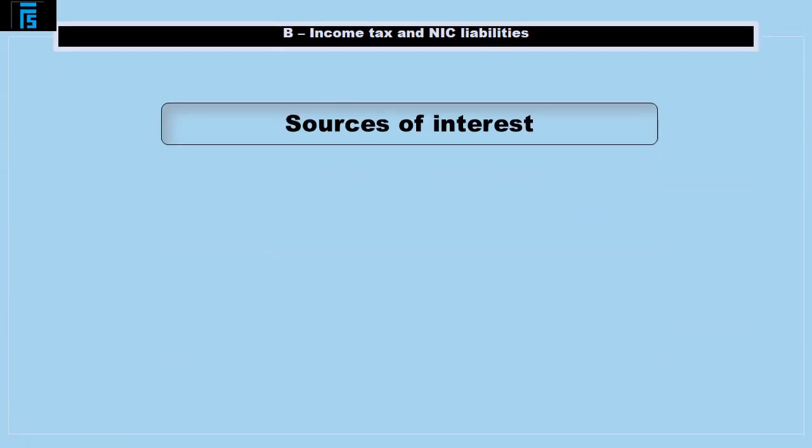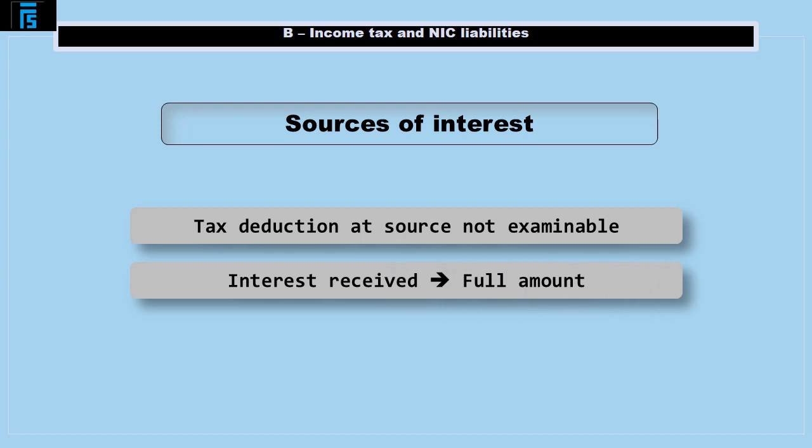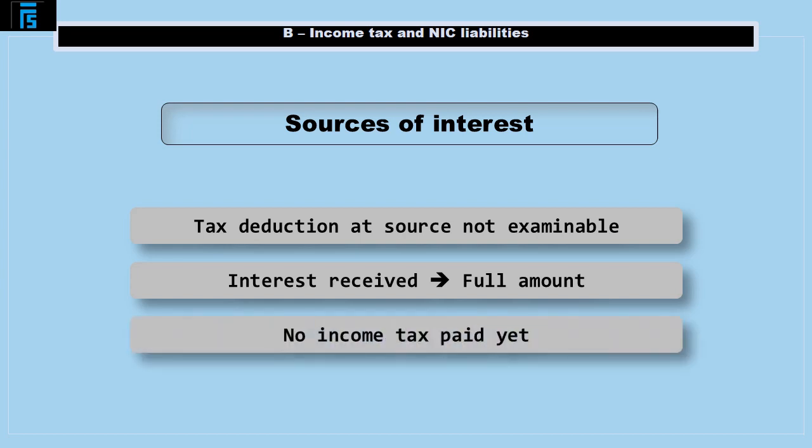There are a few sources of interest where tax is deducted at source, meaning that some tax is deducted and passed on to HMRC before the taxpayer receives the money, but these are not examinable at the taxation level. And so for the purposes of the taxation exam, we will treat all interest received as the full taxable amount, without the taxpayer having yet paid any income tax at all.